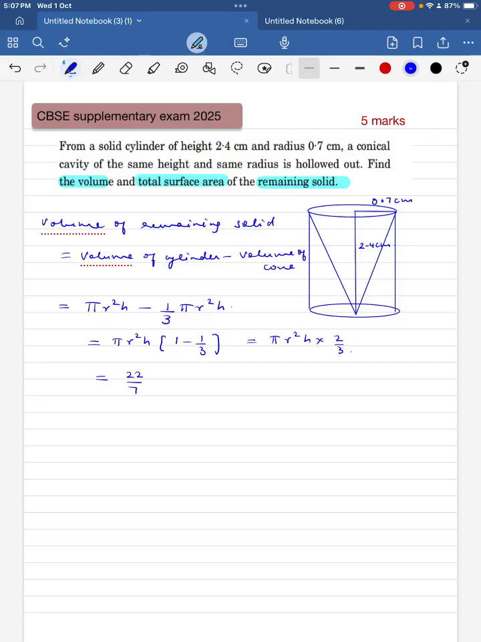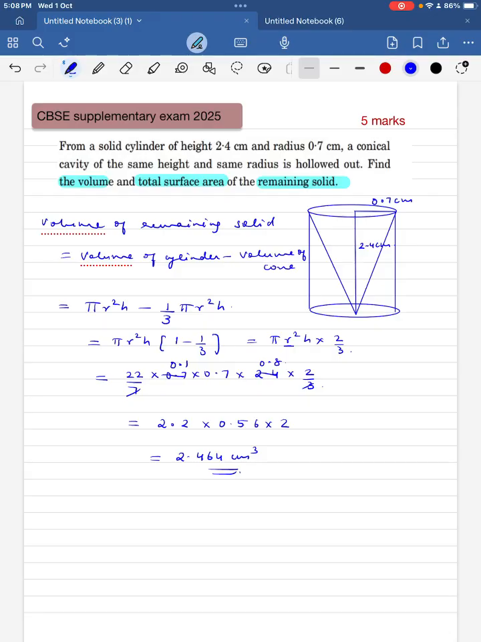Let me substitute the values. So 22 by 7 into r, which is 0.7. So 0.7 times 0.7 because it's r squared, times h, which is 2.4, times 2 by 3. Now this goes 0.1 times here and 0.8 times here. And we would get 22 times 0.1, which is 2.2, times 0.56, times 2. And this would give you 2.464 centimeter cube.